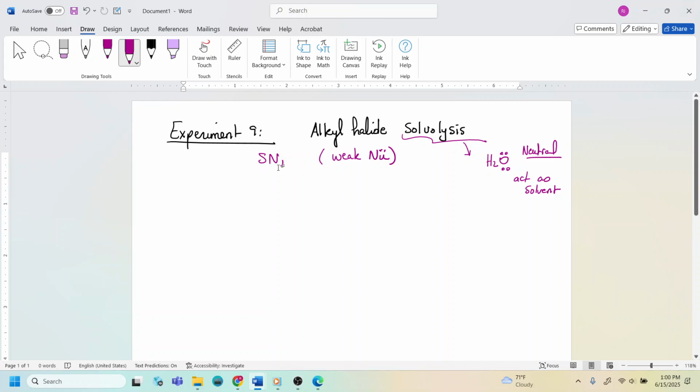So we know from the conditions of an SN1 reaction that the alkyl halide that we need to use has to be a tertiary alkyl halide. It can be a secondary alkyl halide, but it cannot be a primary alkyl halide or a methyl halide, because these have no SN1 reaction.